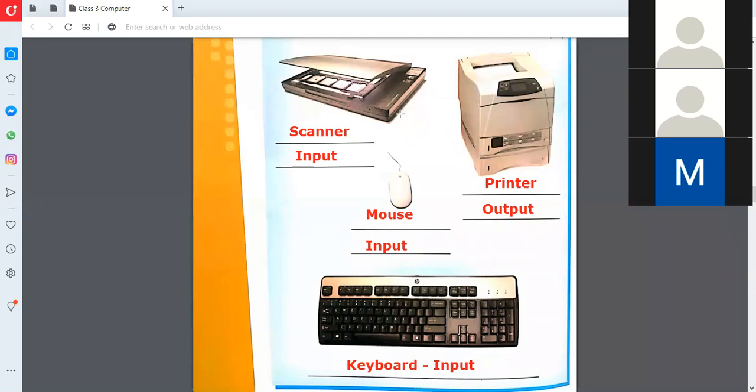Okay. So now let me take a screenshot of this screen. Wait a second.